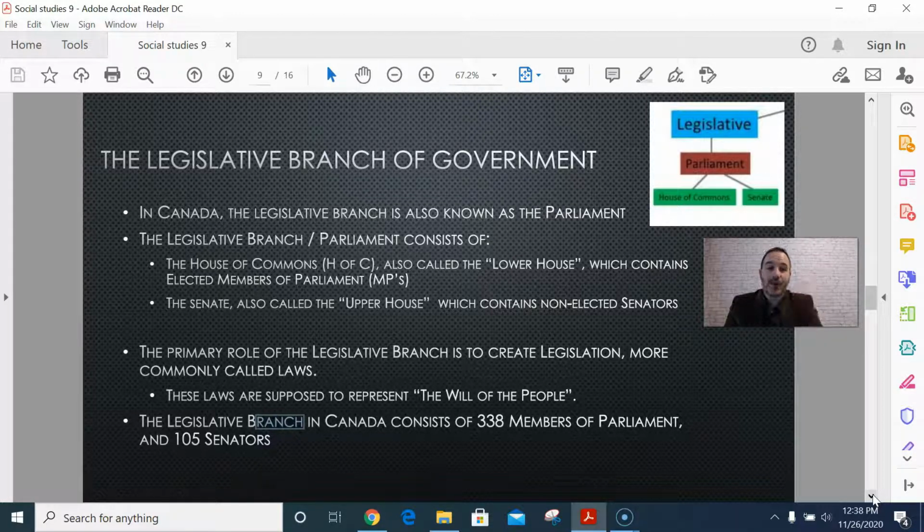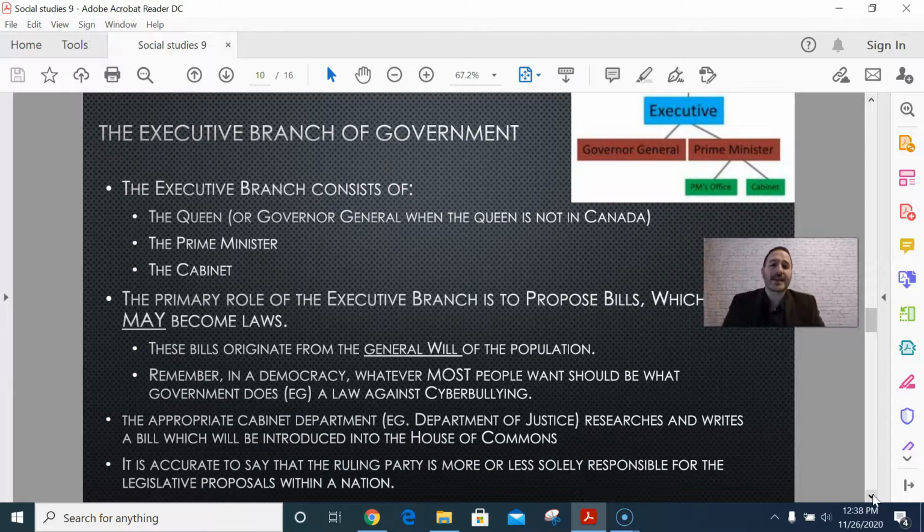Then you're on point. Next, the executive branch of government. So the executive branch, guys, consists of the Governor General or the Queen, if she happens to be here in Canada, the Prime Minister, and also the Prime Minister's cabinet, right? So there we have it, the Queen or Governor General, the Prime Minister or the cabinet. Technically, guys, and don't forget this, the Queen is our head of state.